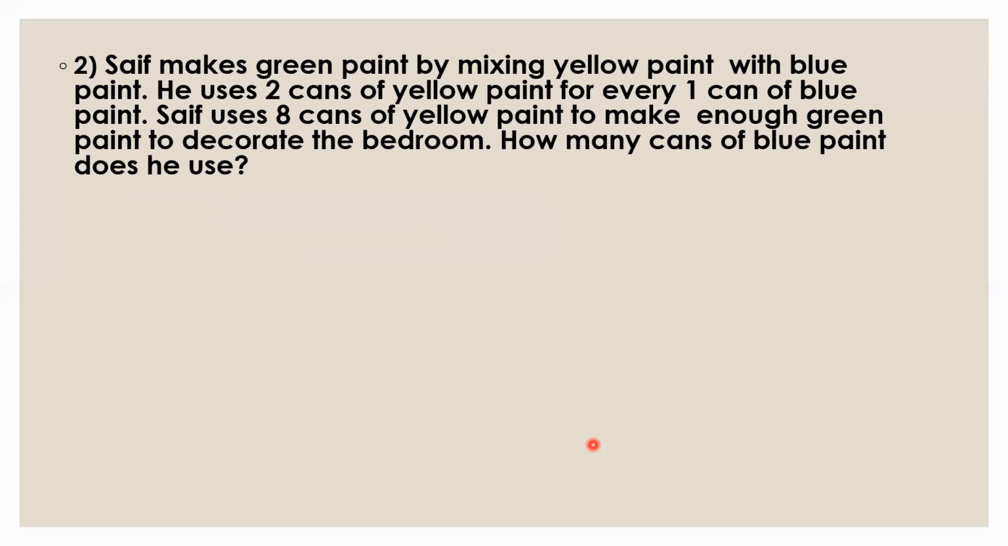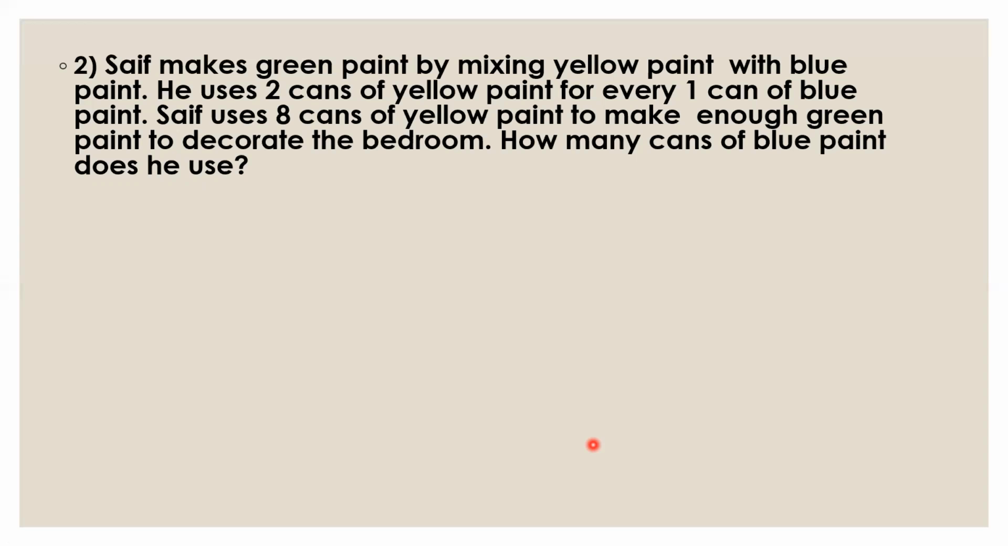So while reading the question, you might be getting confused because so many numbers are there. Yellow paint, blue paint, green paint, and then more numbers. But it's a very simple question. If you got confused by reading for the first time, just read it twice, so you will understand the question. So I will read the question once more. We will be going step by step.